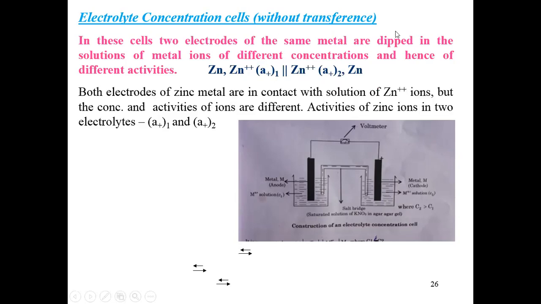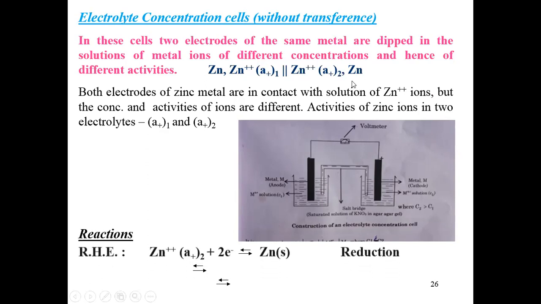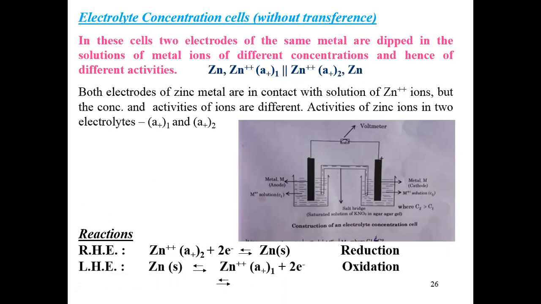Okay, so now ultimately what will happen: on the right side we will write the cathodic reaction. Zinc ion with the activity of A2 will be reduced to form zinc solid. Then on the left hand side oxidation of the zinc will take place, but these activities are different, so make sure you note that down. Then the overall reaction will be simply zinc ion A2 going to A1. Similarly you can find the EMF of the cell, which will come out to C1 by C2, right? And C1 should be greater than C2 for that to be positive.